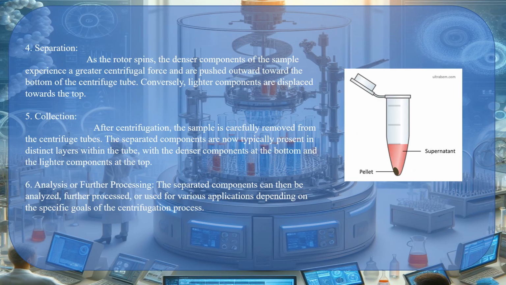Separation. As the rotor spins, the denser components of the sample experience a greater centrifugal force and are pushed outward towards the bottom of the centrifuge tube. Conversely, lighter components are displaced towards the top. After centrifugation, the sample is carefully removed from the centrifuge tube. The separated components are now typically present in distinct layers within the tube, with the denser components at the bottom and the lighter components at the top. The separated components can be analyzed for further process or used for various applications depending on the specific goals of the centrifuge process.